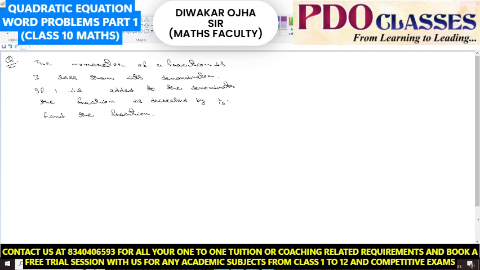Numerator of a fraction is 3 less than its denominator. So let the denominator be x. So numerator will be x minus 3. Right? So we don't need to write in terms of y. We can avoid. Let the denominator be x. So then numerator is x minus 3.